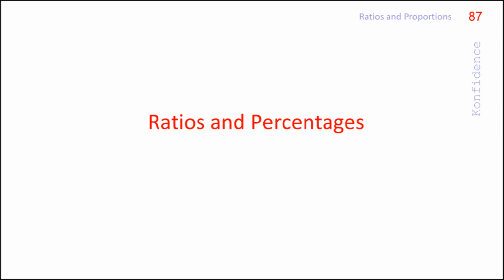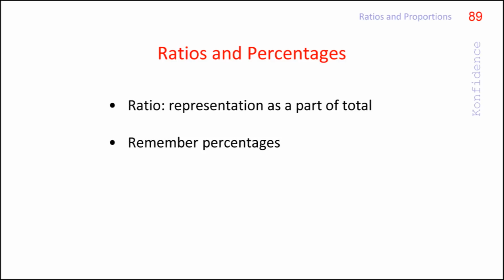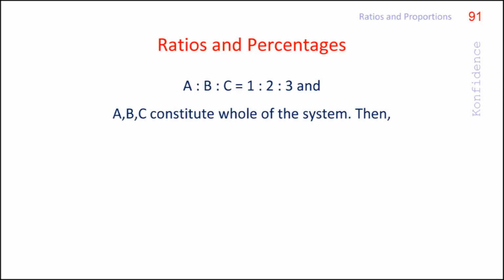Let us have a look at the relation between ratio and percentages. It is very important from the aptitude test point of view. What is ratio? Ratio means representation as a part of the total. Let us go back to percentages. A is what percentage of B will imply A by B into 100.